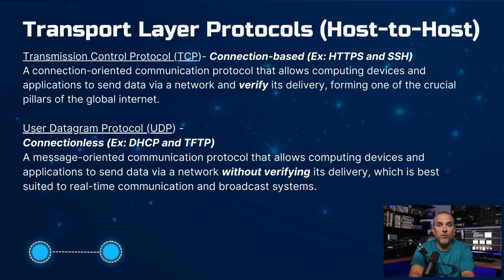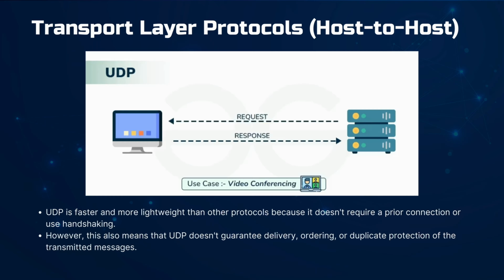User Datagram Protocol, UDP, on the other hand, is a connectionless protocol. For example, it is used by DHCP and TFTP. It is a message-oriented communication protocol that allows computing devices and applications to send data via network without verifying its delivery. Since UDP does not require acknowledgement of receipt and does not perform error checking or retransmission, it allows for faster data transmission. This is useful in live broadcasts, online gaming, or voice over internet protocol phone calls, where occasional data loss is less noticeable and the emphasis is on maintaining a smooth experience.